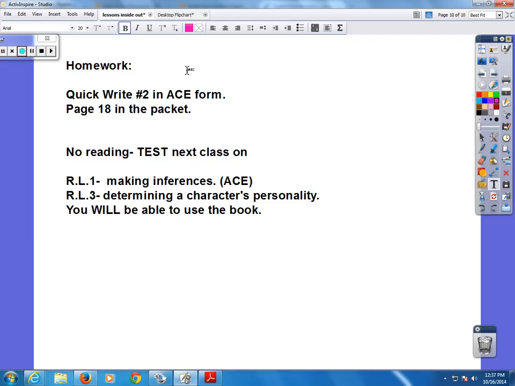So this is our last lesson before a test next class. The test is on the 2 standards we've been working on, making inferences using ACE and determining a character's personality. So there's no reading for tonight, just study for the test and you will be able to use the book. Okay, and that was October 21st and 22nd.